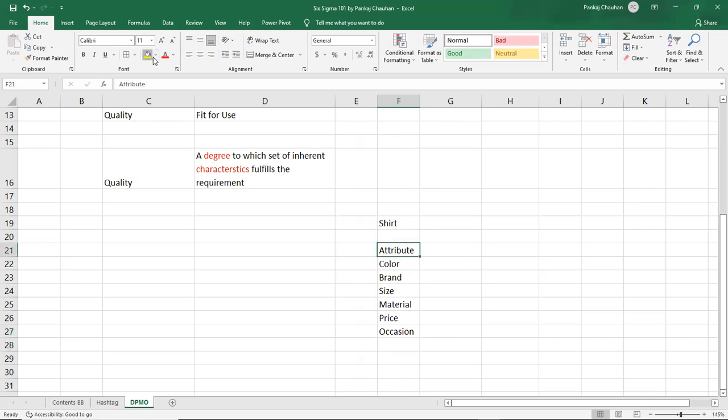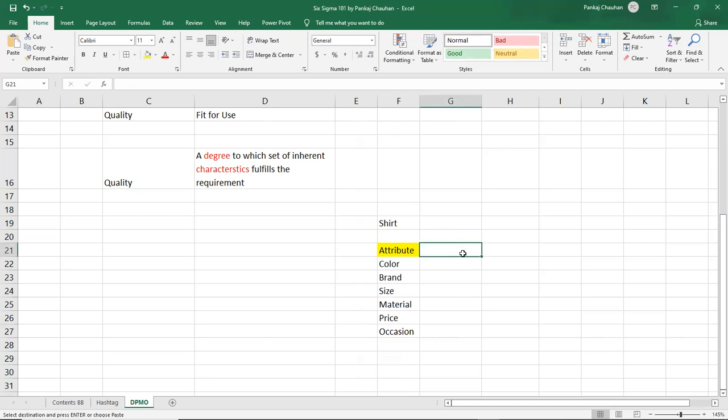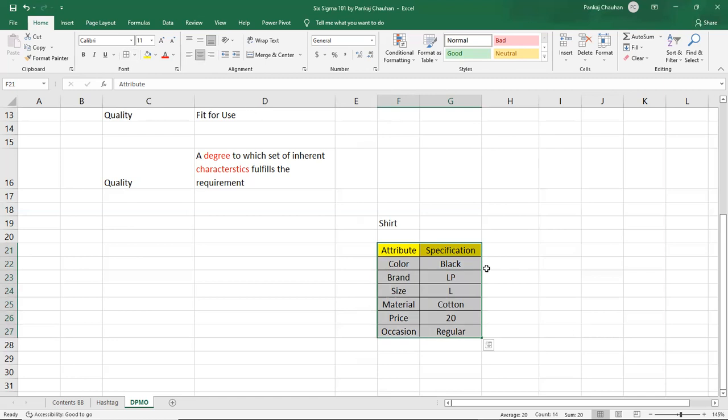Now, what is the specification, which means the degree for each parameter? You will say, okay, color, I'm looking for a black color. Brand, I'm looking for Louis Philippe. Size, I'm looking for large. Material, I'm looking for cotton. Price, let's say $20. Occasion, I'm looking for regular wear. These are the specifications.